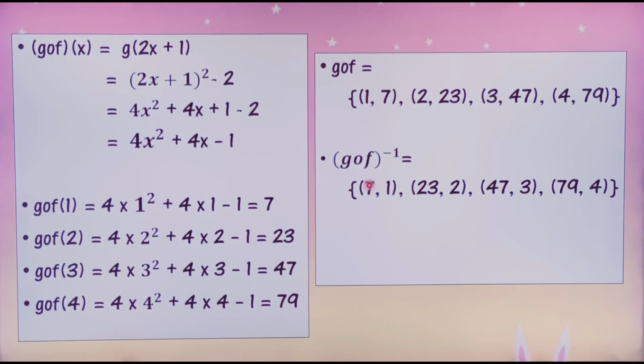Now (g∘f) inverse is equal to {(7, 1), (23, 2), (47, 3), (79, 4)}. That is, (g∘f) inverse is equal to f inverse ∘ g inverse. That's all from the first chapter.